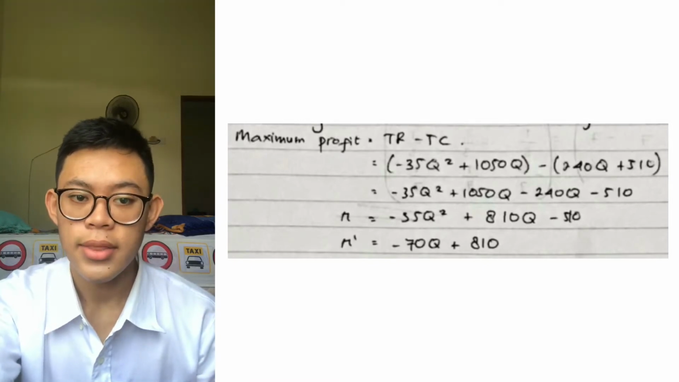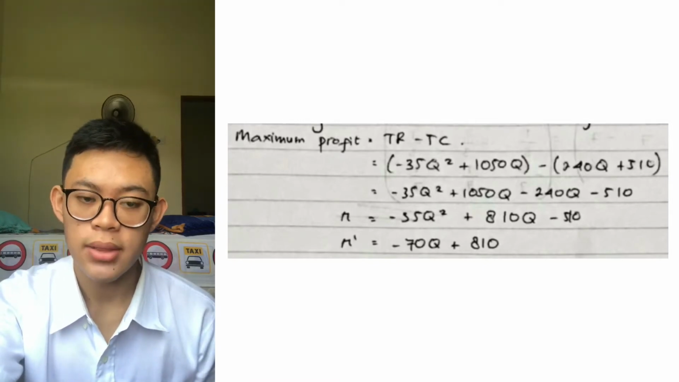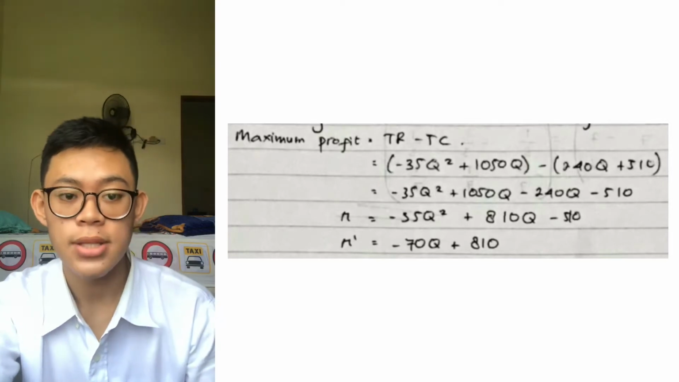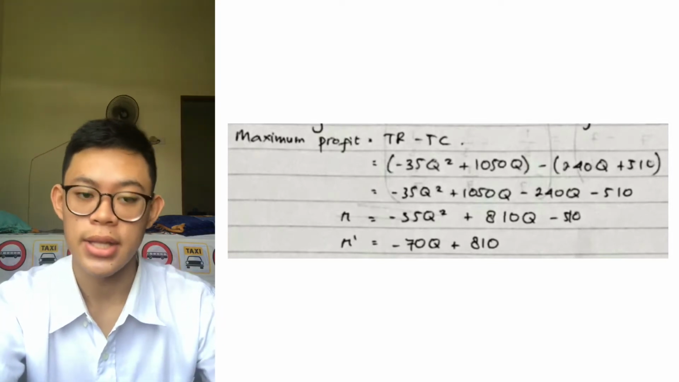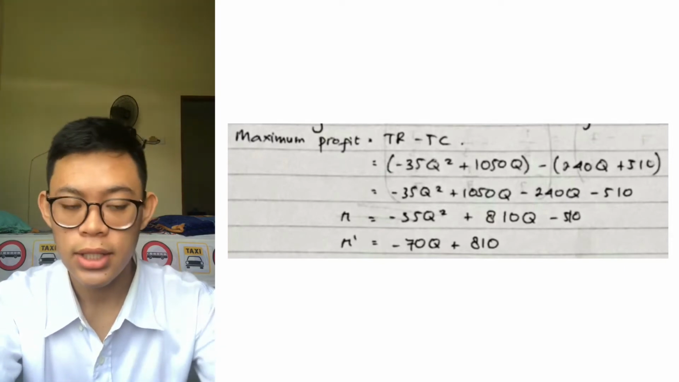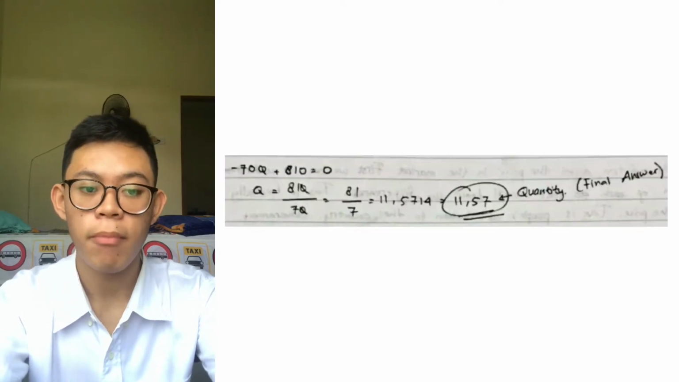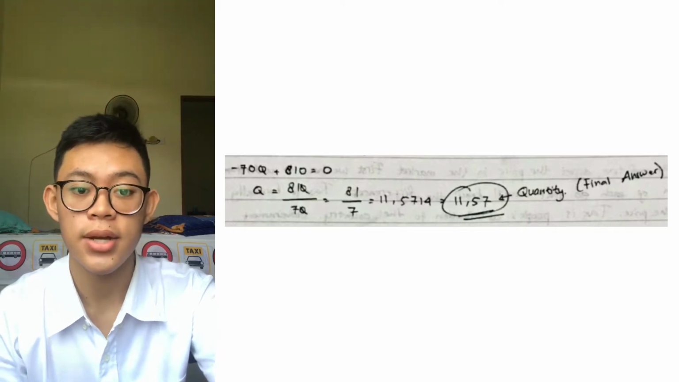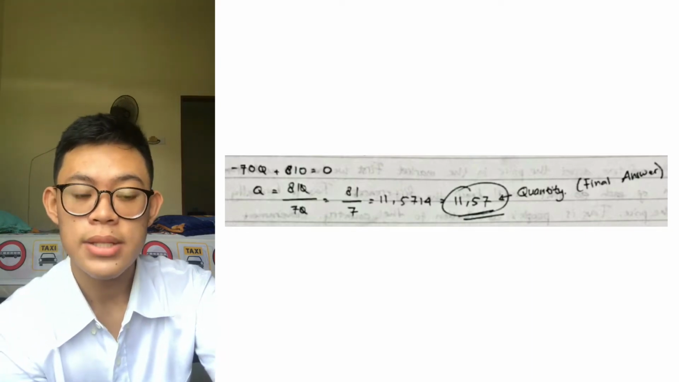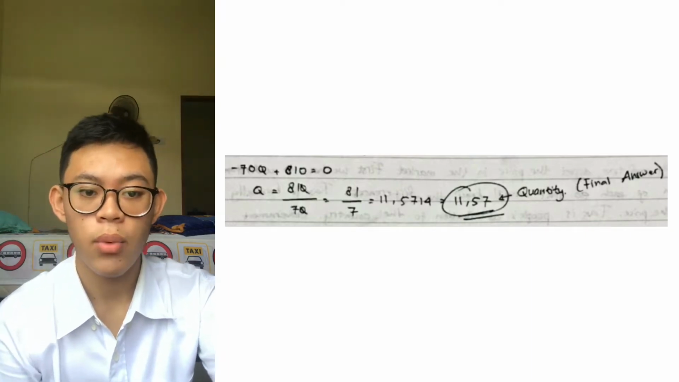The next step is to take the derivative of pi. The derivative of pi is negative 70Q plus 810. To find Q, the quantity of goods that should be sold, we set the derivative of pi to 0. So negative 70Q plus 810 equals 0, and then Q equals 81/7.